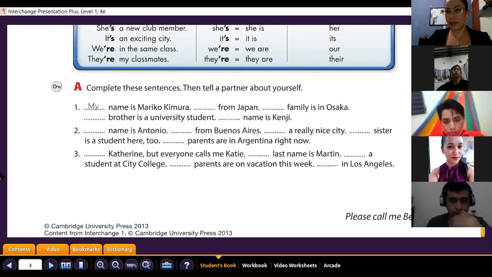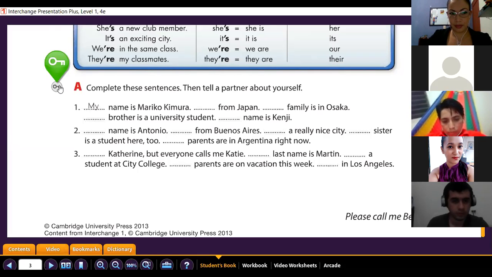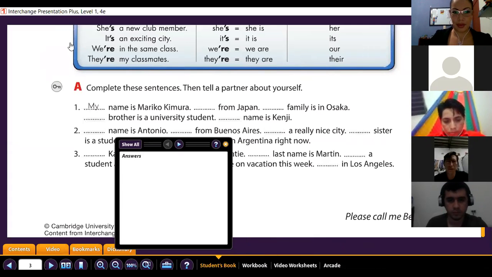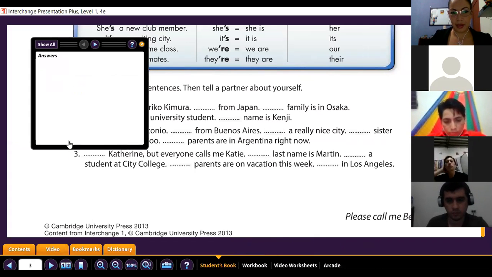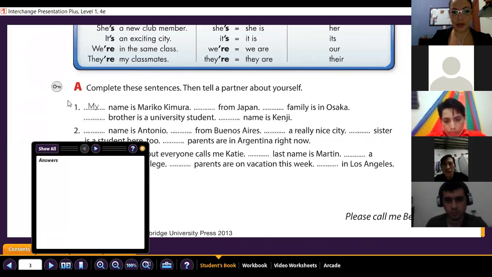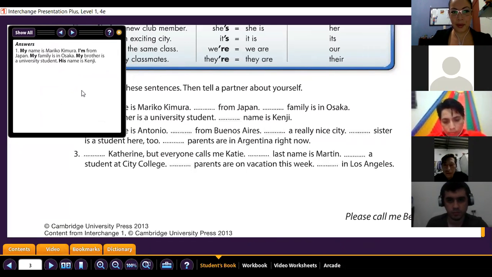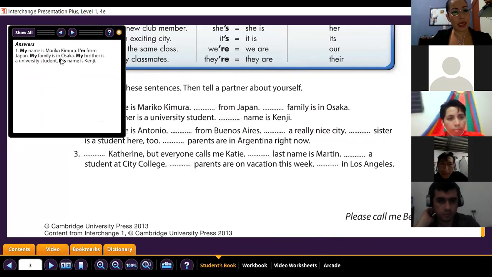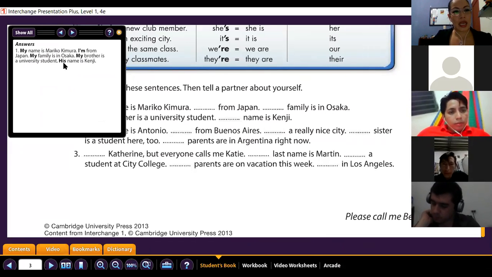Finish? Finish. Yes, I did. Okay, well, let us check the answers. You can see the answers in this square. Okay, so for the first paragraph, the answers are: my name is Mariko Kimura. I'm from Japan. My family is in Osaka. My brother is a university student. His name is Kenji.